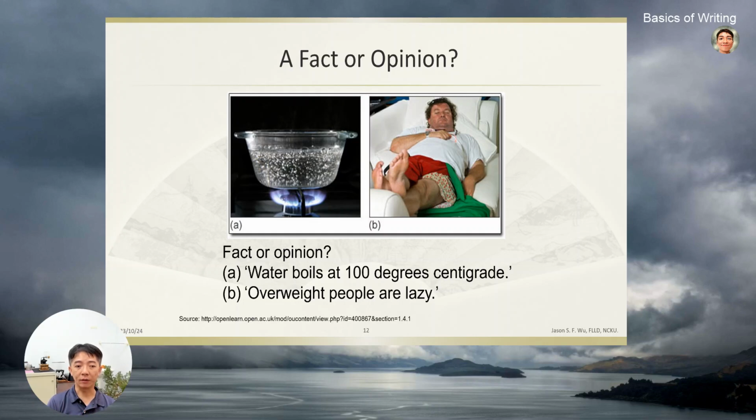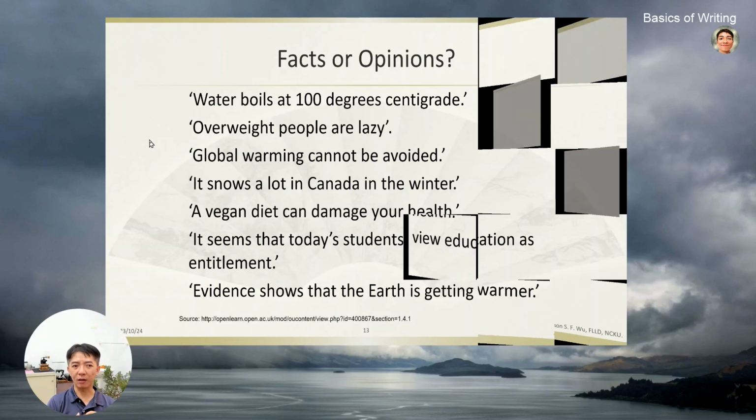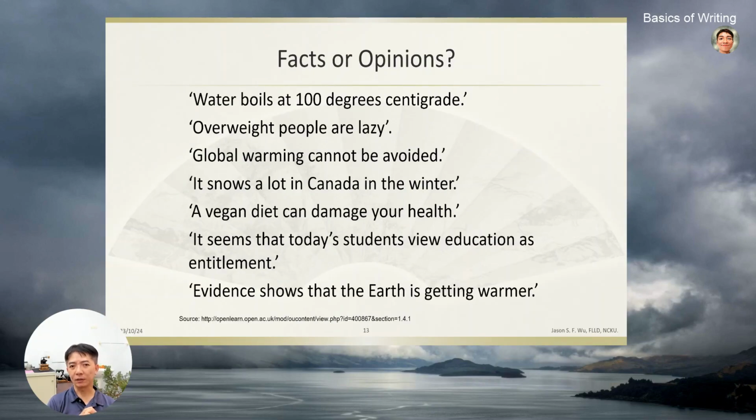So it seems obviously A is a fact, right? So no arguments. A fact is a fact. It does not require any explanation. But B, overweight people are lazy. This will probably attract attention, because people may believe that's true, right? Okay, so in life we also have a lot of facts, but sometimes people use opinion as fact, and this is very dangerous in writing.